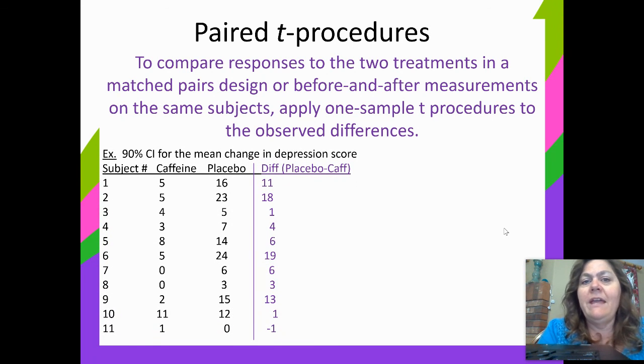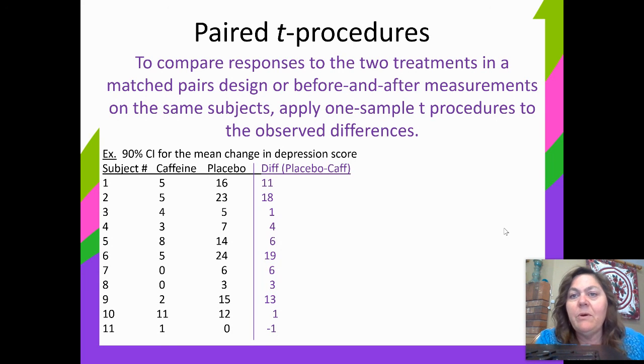We're going to do a 90% CI for the mean change in the depression score. This is a problem that I took from your book. They tested patients who were experiencing depression. They took a test on it to see what it was, and if they took caffeine or a placebo, what was the thought? So this is the same subjects. We have 11 subjects here. One time they did it with placebo, one time with a caffeine pill probably. And so we did placebo minus the caffeine.